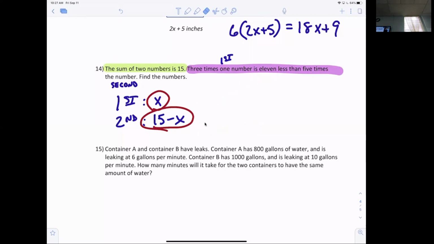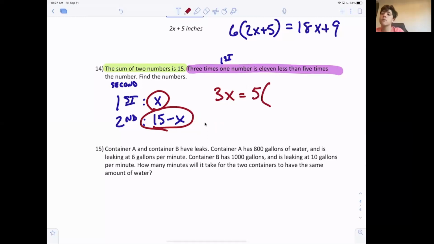So who's going to give me a shot at writing the equation now? Come on, don't be shy. Mr. Pika, go. So it'd be 3x. Good job. 3x equals 5 times the second number, which is 15 minus x, minus 11.